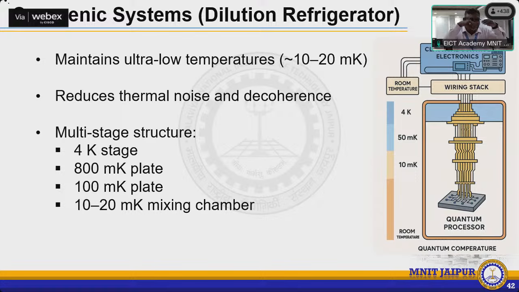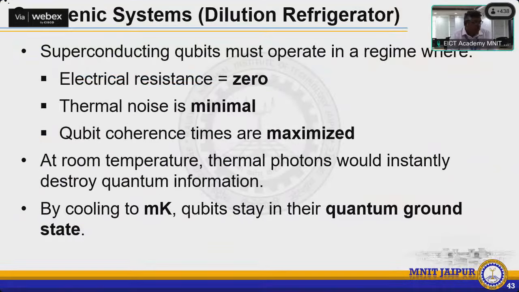So the wiring goes inside, and there are multiple plates, right? At every plate, the temperature is dipping down. Initially it is at 4 Kelvin, then it comes to 50 millikelvin, then to 10 millikelvin. Around 10 millikelvin is where the quantum processor will be. But the outside temperature will be at room temperature, right? So within the cryogenic state, the 4K stage, 800 millikelvin, 100 millikelvin, 10 to 20 millikelvin is what we can look at.